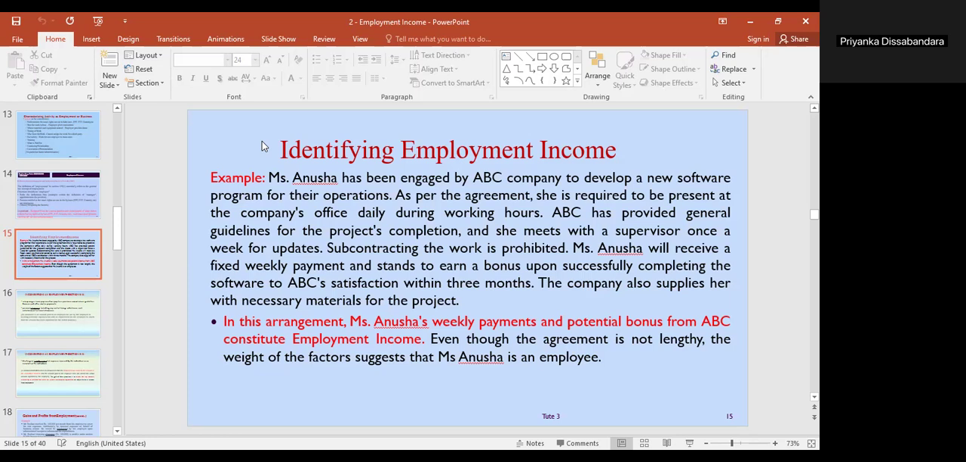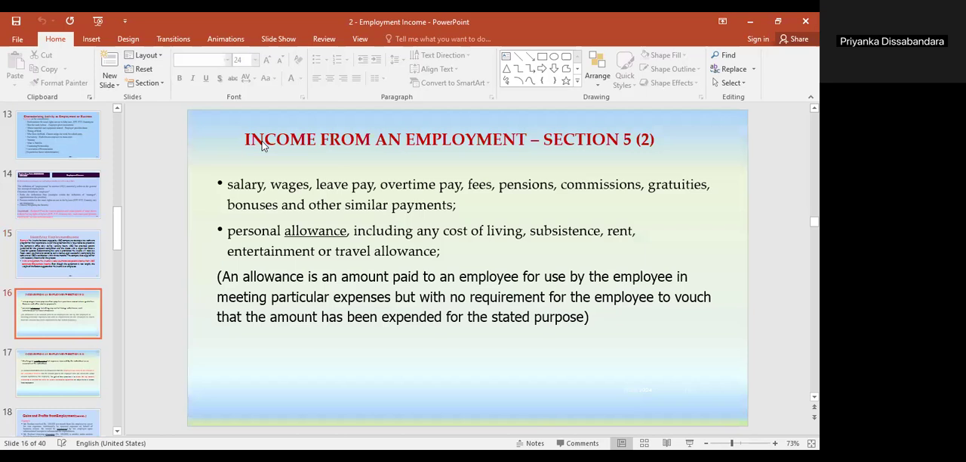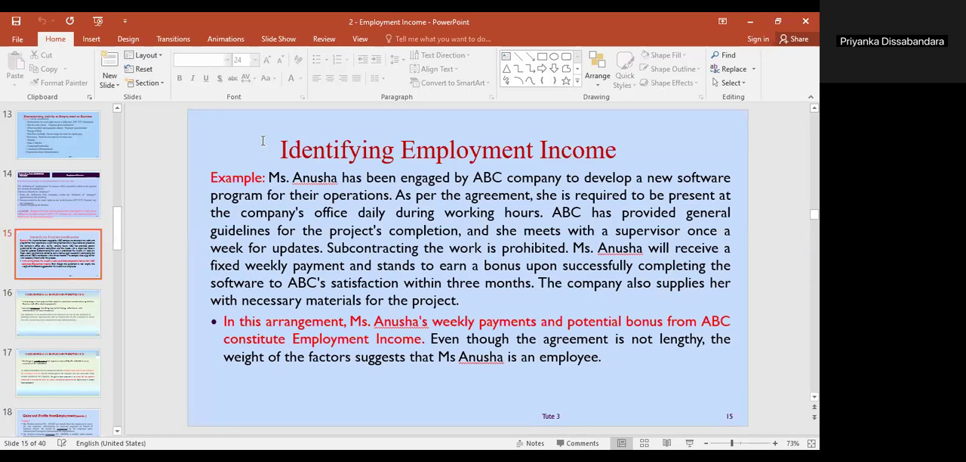Okay. Now we can stop from here. From next week, we can start from the amounts that we have to include when we are calculating the employment income. If you have questions up to now, you can ask.